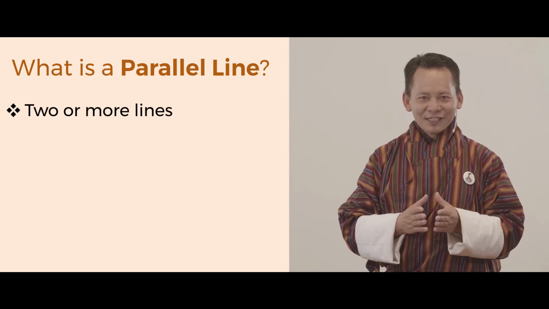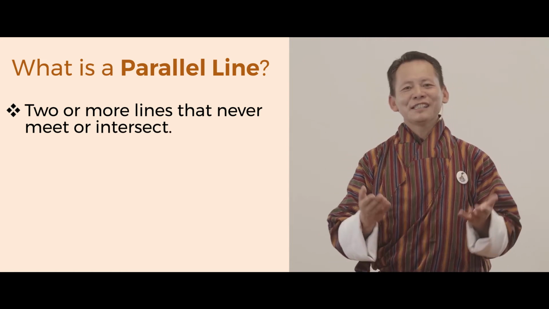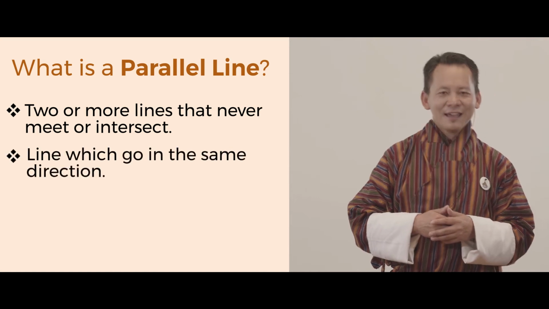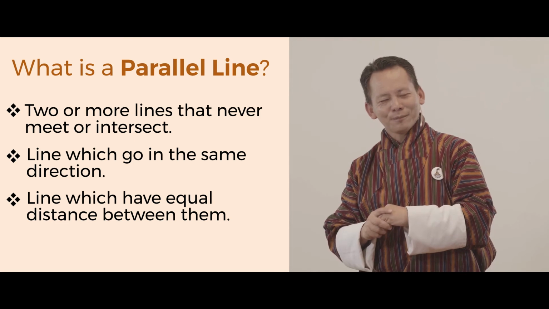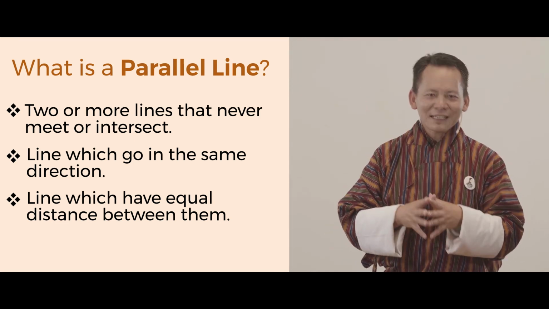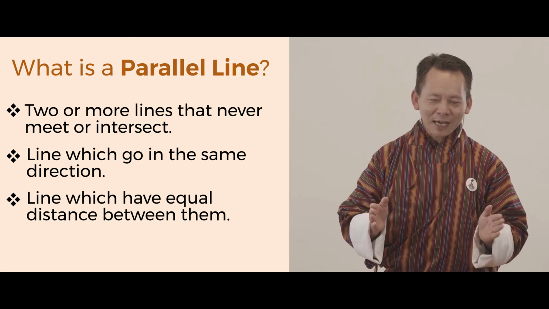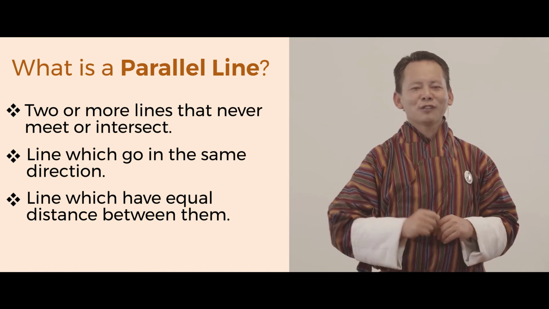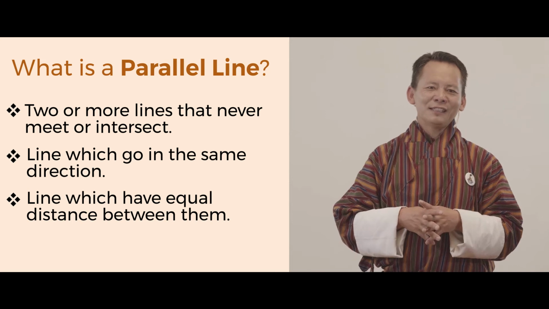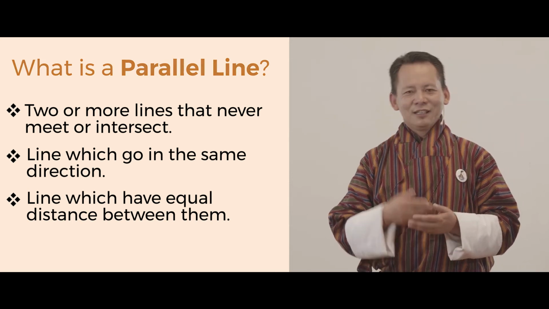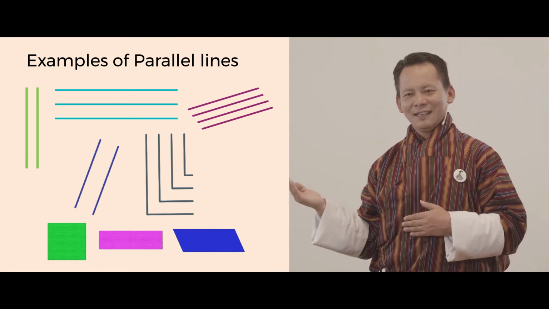Two or more lines that never intersect or never meet each other are said to be parallel lines. To repeat, parallel lines are two or more lines which will never meet or intersect. At the same time, the distance between these two lines will be equal or the same. So this type of line is called parallel lines. Now if you see, these are all examples of parallel lines.